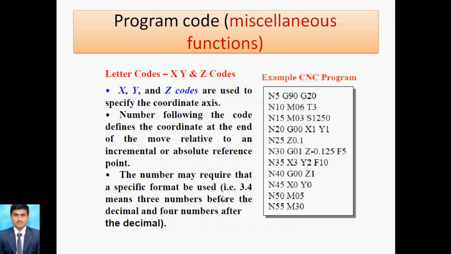Now we move to the program code, that is miscellaneous functions. Already mentioned that miscellaneous function is nothing but program start, program stop. And before that, we have to discuss the preparatory code, that is the motion direction or coordinate system, that is X, Y, Z. Here at the end of a move related to an incremental or reference value, the number may require a specific format, used as 3.4.